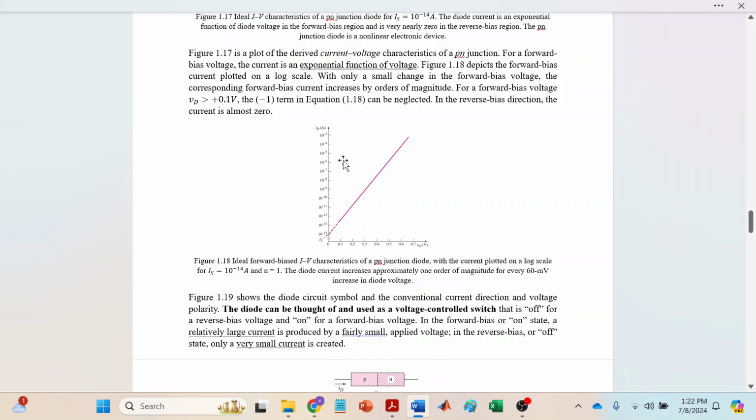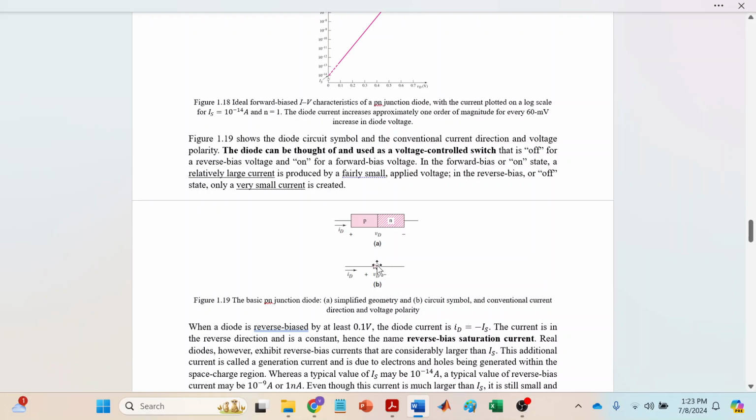As seen in this figure, with only a small change in the forward bias voltage, the forward bias current increases by orders of magnitude, and then it is essentially 0 in the reverse bias condition. We can see the diode circuit symbol representation. It's essentially like an arrow, with the diode current flowing in the direction of the arrow. You have the positive side and the negative side at this particular position. So we can use the diode as a voltage-controlled switch that is off when a reverse bias voltage is applied and is on when a forward bias voltage is applied.